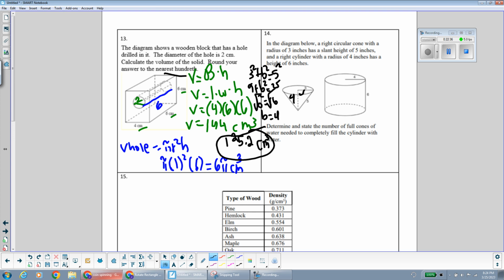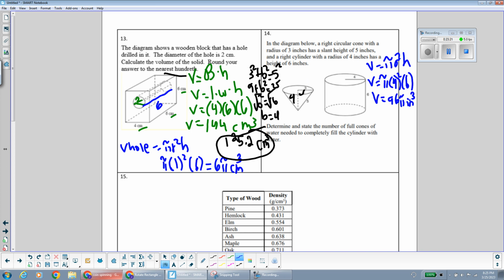And a right cylinder with a radius of 4 inches and a height of 6 inches. Determine and state the number of full cones of water needed to completely fill the cylinder with water. So we've got to find out how much the cylinder holds. So that's pi r squared height. The radius is 4, the height is 6. Let me put that into my calculator. That is 4 squared times 6. So that is 96 pi cubic inches.